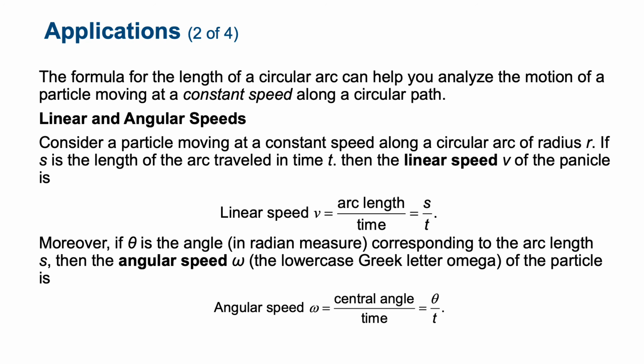Okay, let's do another one. Some other formulas that you might see as you're walking down this path of math. We can also use this to analyze the motion of a particle moving at a constant speed. For a particle moving at a constant speed along an arc of radius r, if s is the length of arc traveled in time t, the linear speed v of the particle is arc length over time, so s over t. Also, if theta is the angle in radians corresponding to arc length s, the angular speed omega is equal to theta over t.